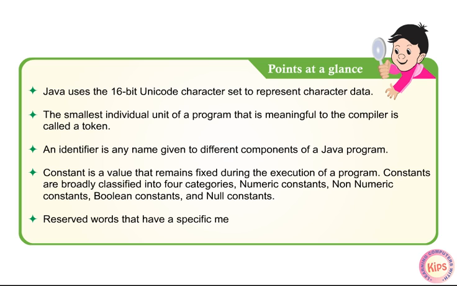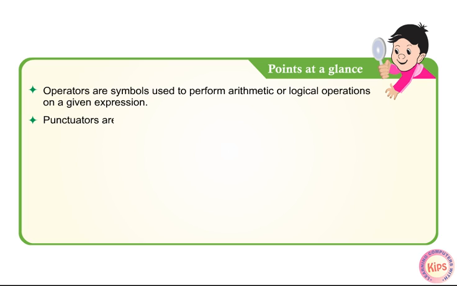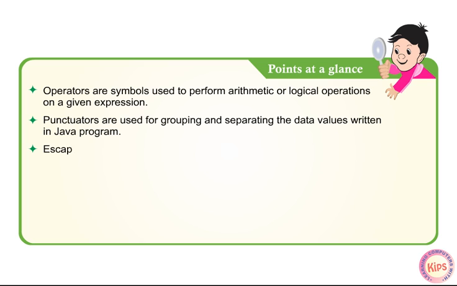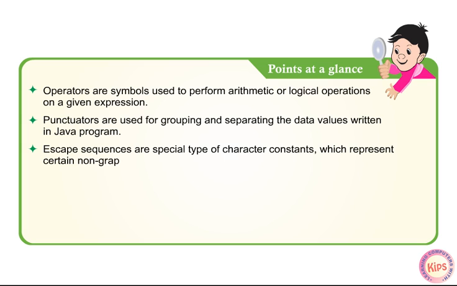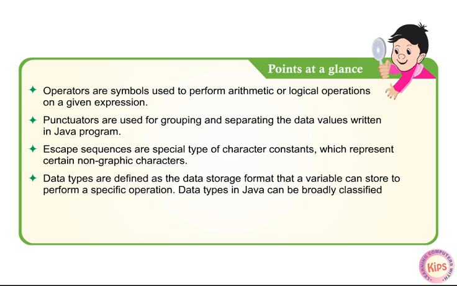Reserved words that have a specific meaning for the Java compiler are called keywords. Operators are symbols used to perform arithmetic or logical operations on a given expression. Punctuators are used for grouping and separating the data values written in Java program. Escape sequences are special type of character constants, which represent certain non-graphic characters. Data types are defined as the data storage format that a variable can store to perform a specific operation. Data types in Java can be broadly classified into 2 categories: primitive types and reference types.